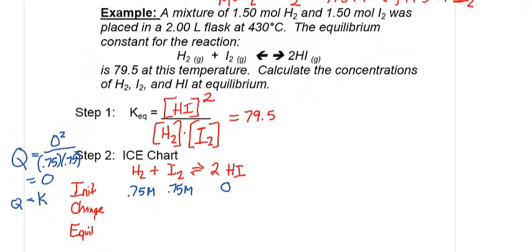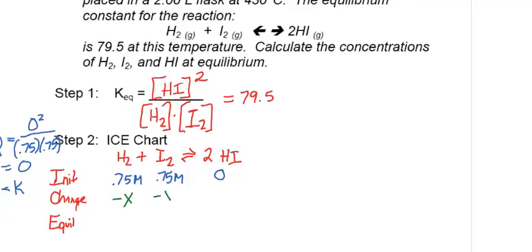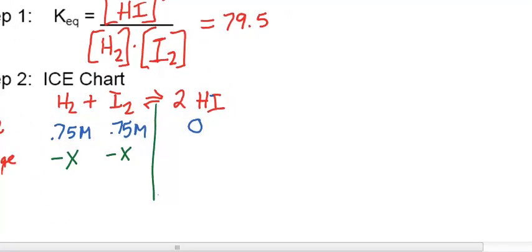And so we can do our change row the way that we have been doing it. The coefficient in front of H2 is 1, so every time we do the reaction x times, we're going to lose x H2s, we're going to lose x I2s, and then since HI is our product, we're going to make 2x HIs because their coefficient is 2.